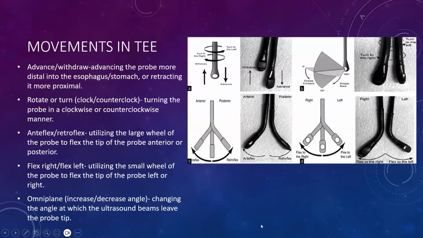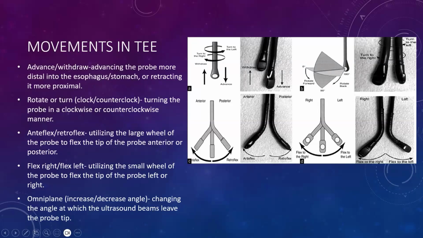The unique movements that you see in TEE, right? When you're talking about transthoracic, you're talking about rotation, rocking, translocating. TEE is also going to have its own unique movements. So you advance the probe, you withdraw the probe, changing where the actual probe is, from the esophagus to the stomach.